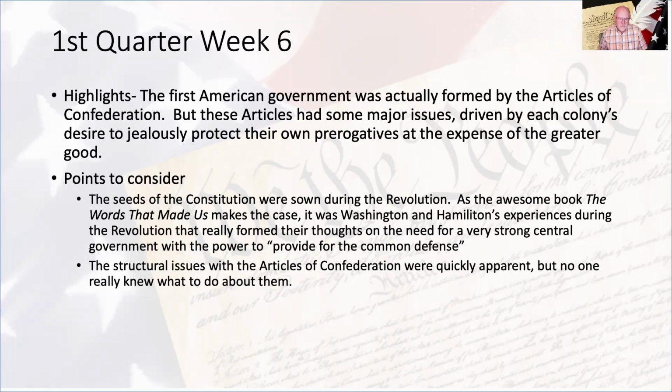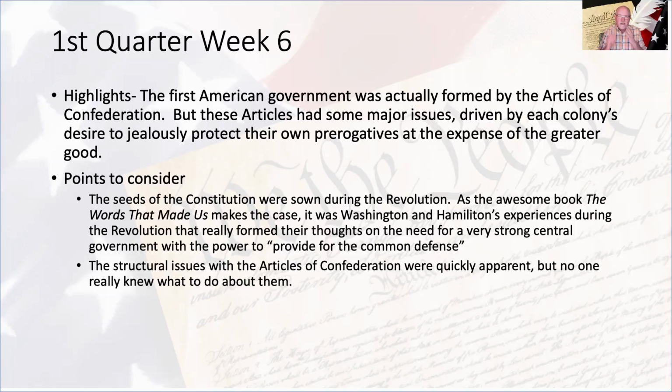So, as you can see here, the first American government was actually formed by the Articles of Confederation, but they had huge, major issues, primarily driven by each colony's desire to jealously protect their own prerogatives at the expense of the greater good. And this is not a phrase I make lightly. It's backed up by Professor Amar in his book. But yeah, they were independent colonies, sovereign colonies. They were not going to give up their independence or their sovereignty for some overarching government that they all thought could descend into tyranny, right?